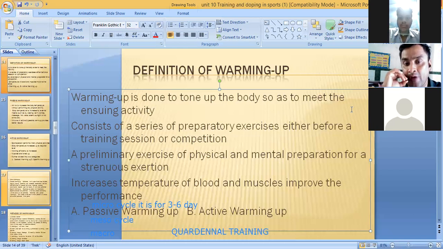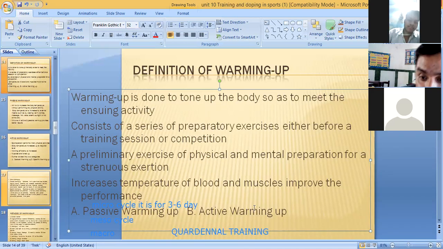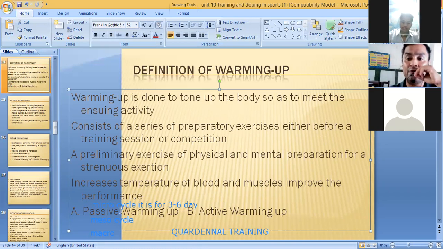Samajh aaya? Active matlab jo khud se hum kar rahe hain, that is called active. Chahe wo active flexibility hai, chahe wo active warm up hai, theek hai? Aur jo hum dusre se kar rahe hain, passive matlab with the help of other thing, that is called passive warming up. Okay. So in active, if I am running, if I am doing exercise, that is called active warming up. Okay? And passive means when I am using other means of warming up.